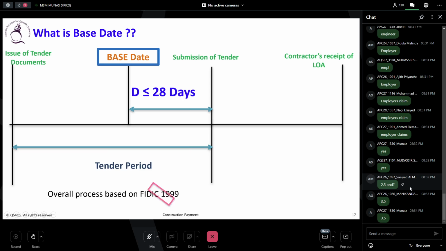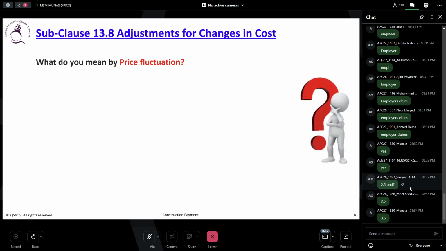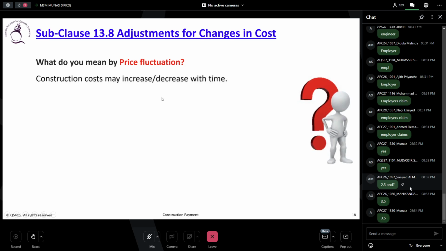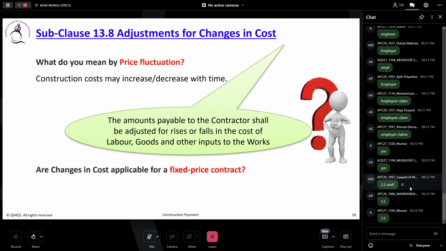Okay, so this is based on the FIDIC. Now let's go to 13.8, adjustment for changes in cost. So what do you mean by price fluctuation? I told you, changes in the price level. Again, it is part of the variation. Construction cost, from time to time, can go high or low, so it depends on the scenario.